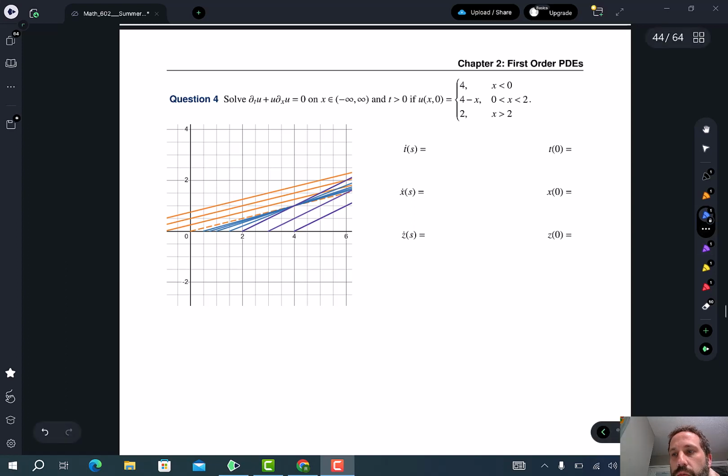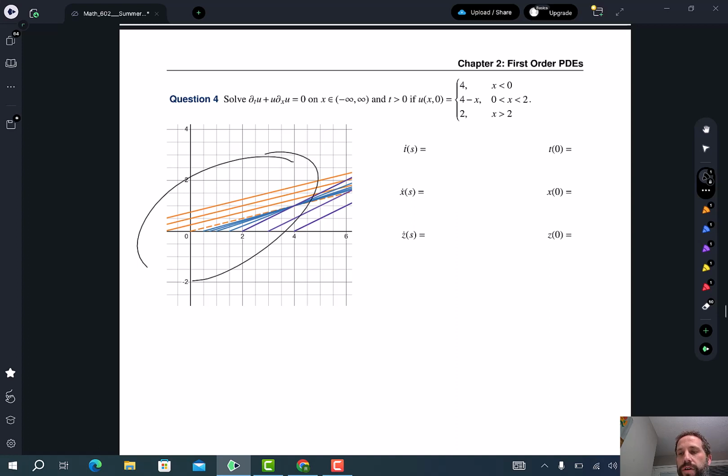Okay, so I'm going to go through part of this somewhat quickly. Right here, I've drawn the characteristics just because I wanted to have something more precise, so I used Desmos to do it. But forget that those are there for now, and we'll talk through them. So t dot is going to be equal to 1, t of 0 is 0. X dot is going to be equal to 0, x of 0 is x naught. Z dot is equal to 0, and z of 0 is either going to be 4 minus x, or 2, depending on what x naught is.